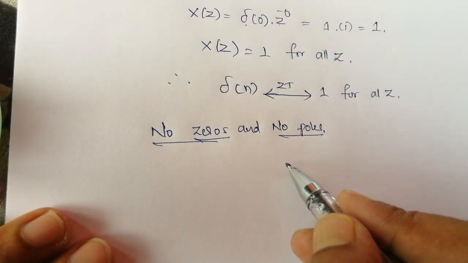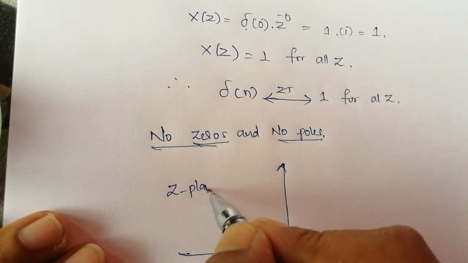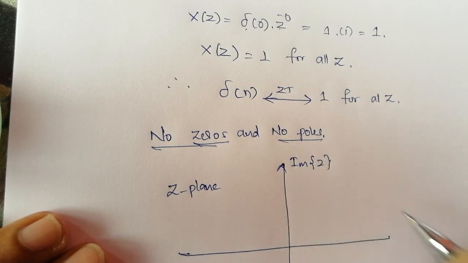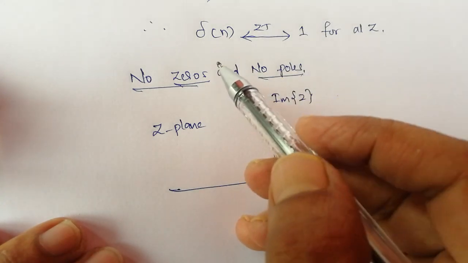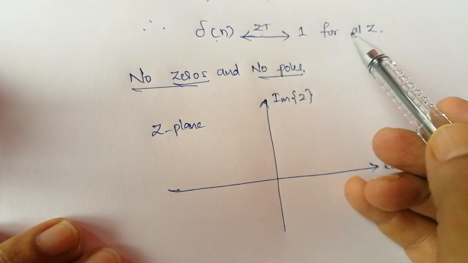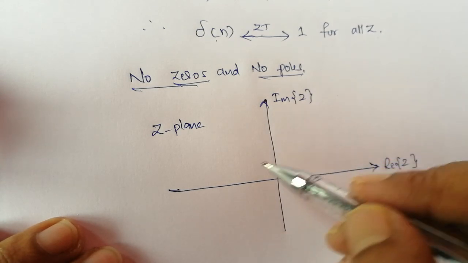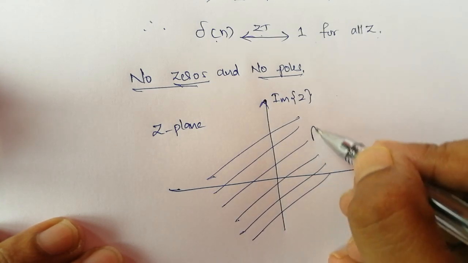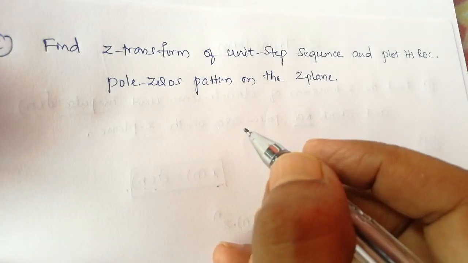So let us sketch the Z plane. It is the Z plane. We already discussed that the vertical axis represents the imaginary part of the Z plane and the horizontal axis represents the real part of the Z plane. Let us represent ROC on the Z plane. Already we calculated that delta of n has ZT pair 1 for all values of z. For all values of z means the entire Z plane. Entire Z plane means like this. It is the ROC, region of convergence. Okay, thank you.